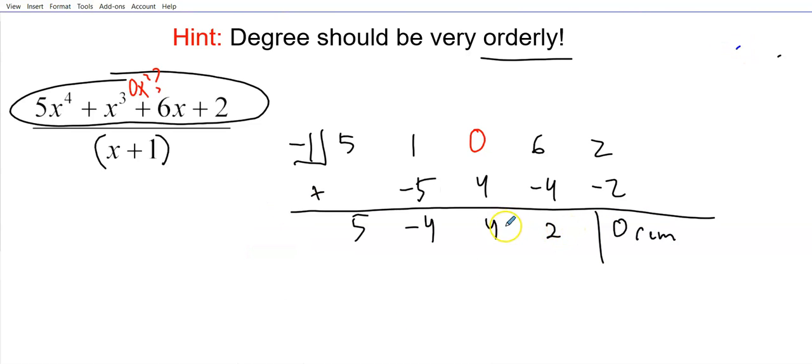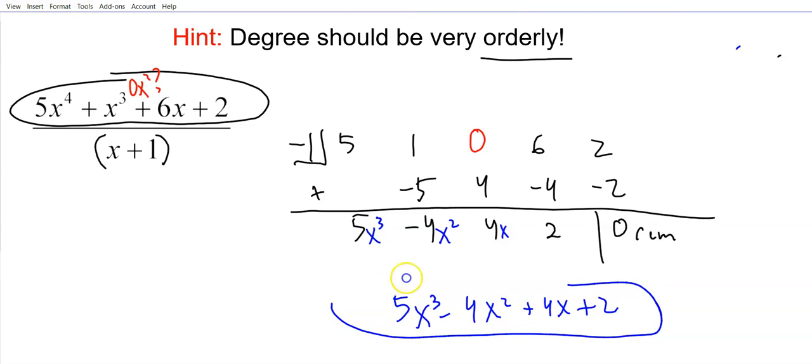And so this is going to be the constant. This is the x term. This is the x squared term. This is the x to the 3rd term. So my answer would be, my quotient is 5x cubed minus 4x squared plus 4x plus 2. And that is a factor. Along with this is a factor. If we multiplied those, we would get that result over there.